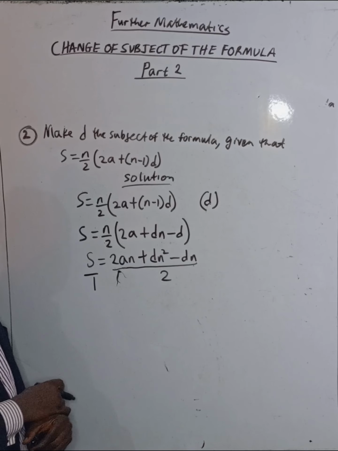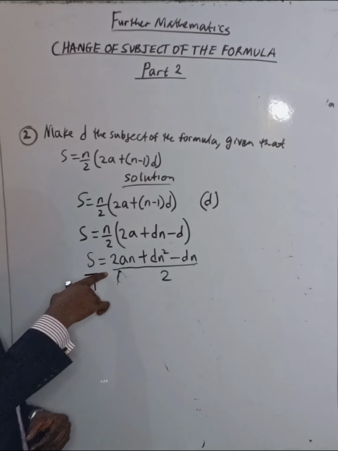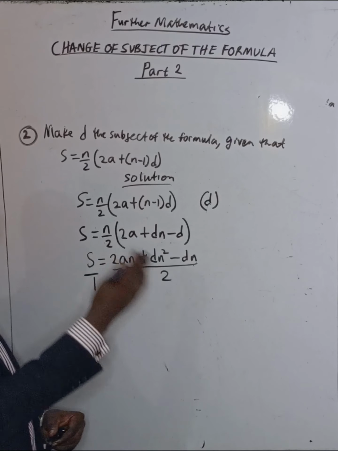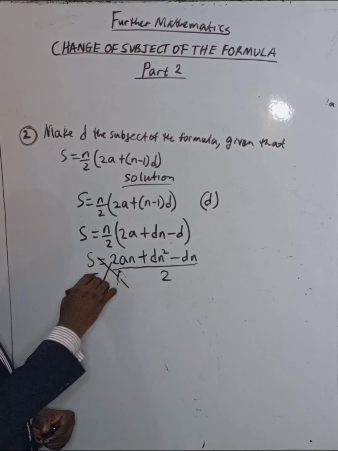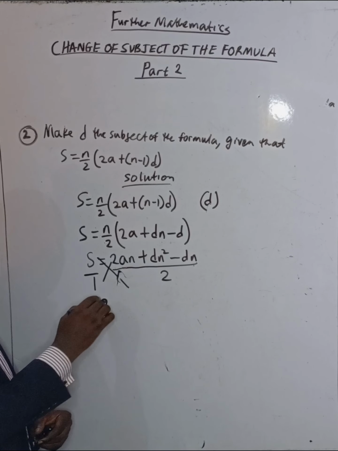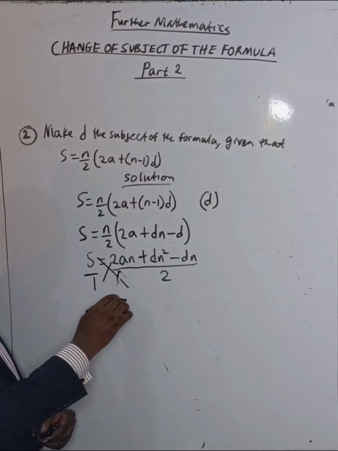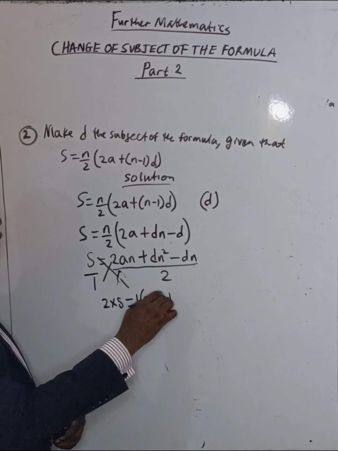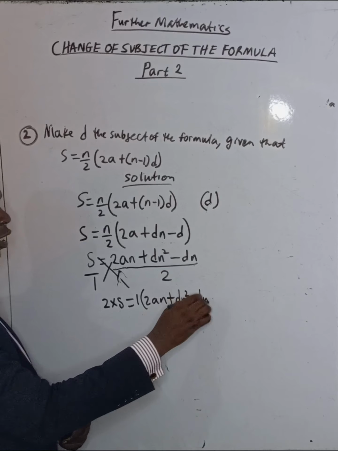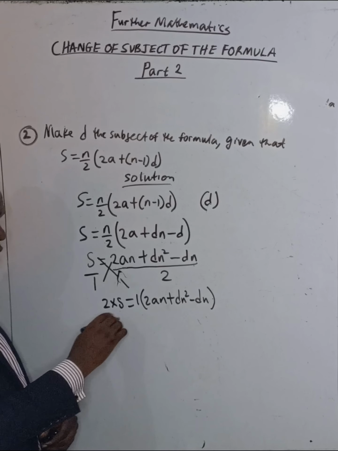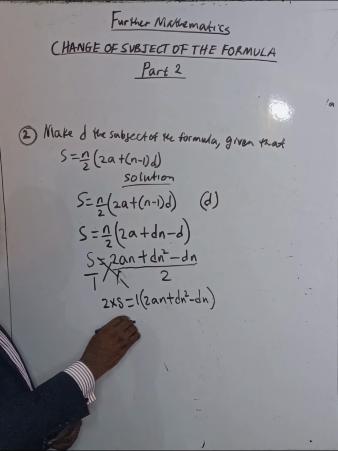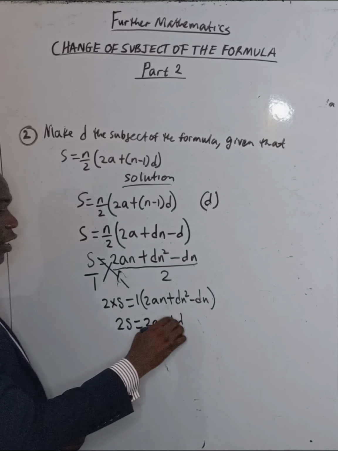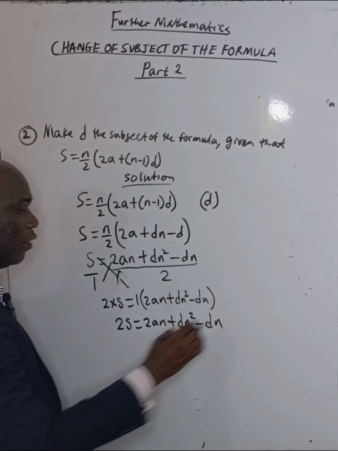The next thing for you to do now, look at the equal sign here. Put 1 here. Then you cross multiply because of this equal sign in between the two expressions at the left-hand side and the right-hand side. So these 2 go for this. 2 multiplied by S equal to 1 multiplied by 2an plus dn squared minus dn. So 2 multiplied by S, you have 2s, equal to 1 multiplied by this will just be 2an plus dn squared minus dn.